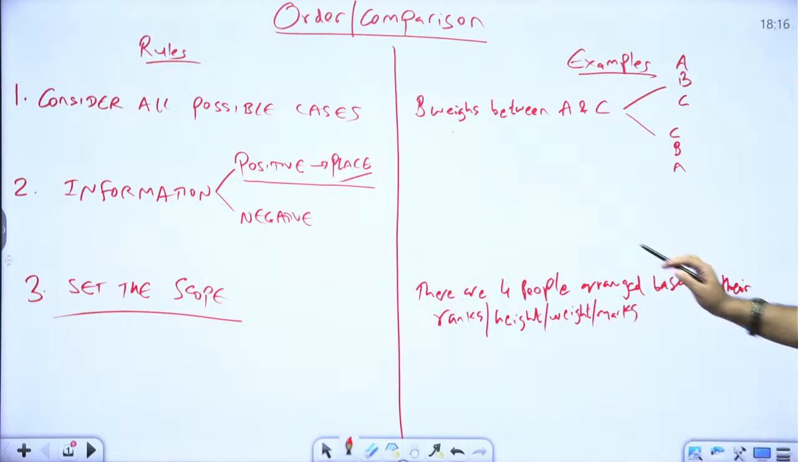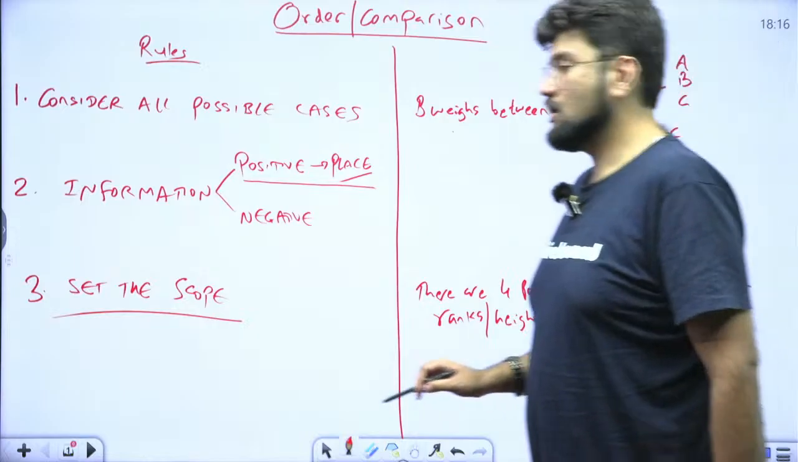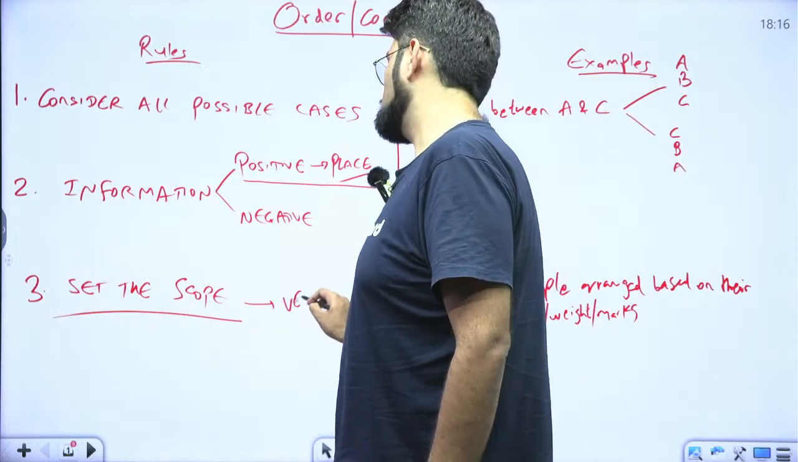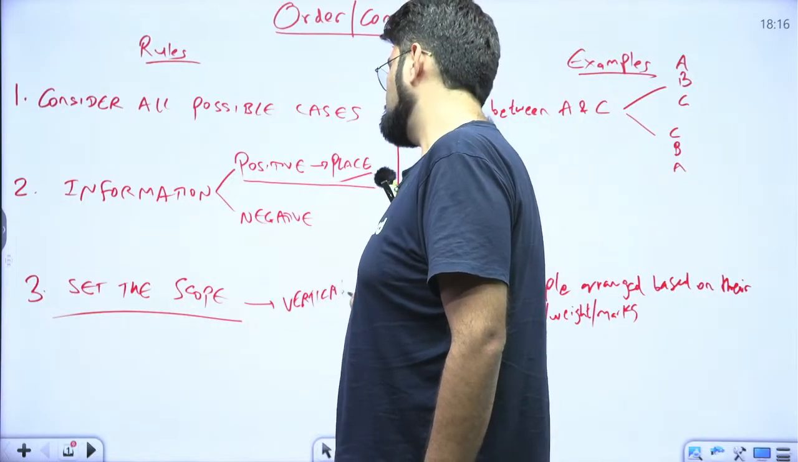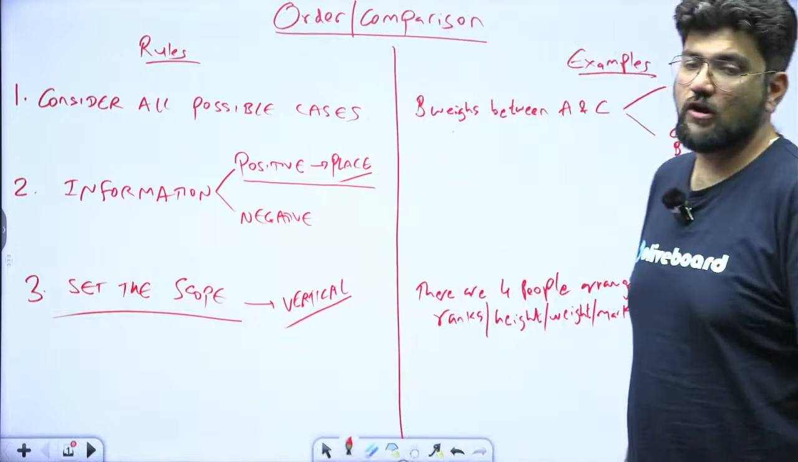Whatever it is, how will you draw the scope? Please remember, always draw a vertical scope. Mostly in order and comparison based questions.